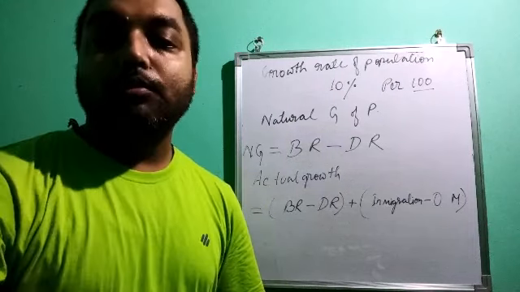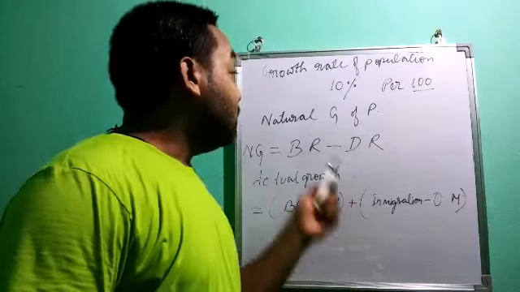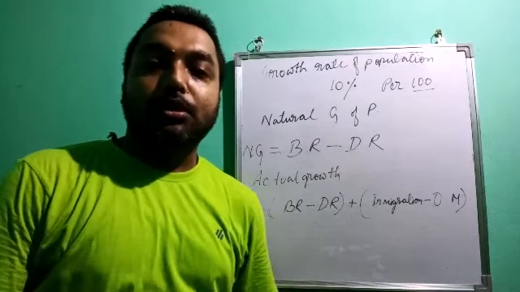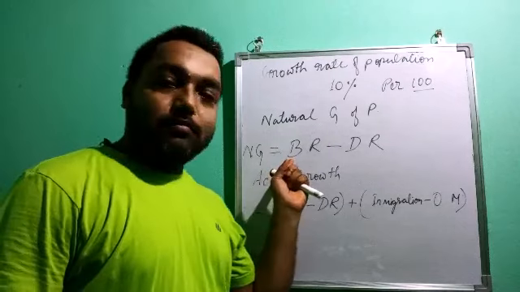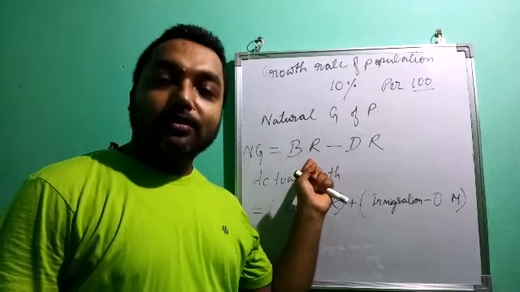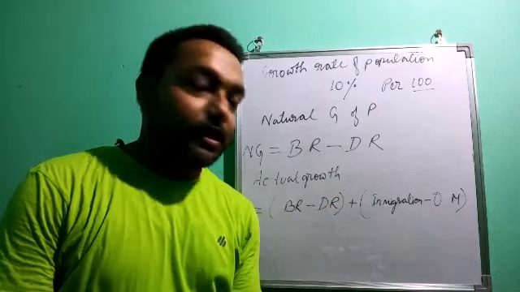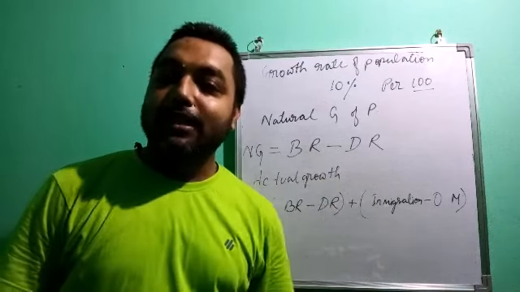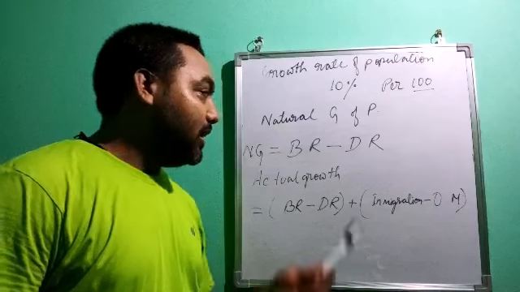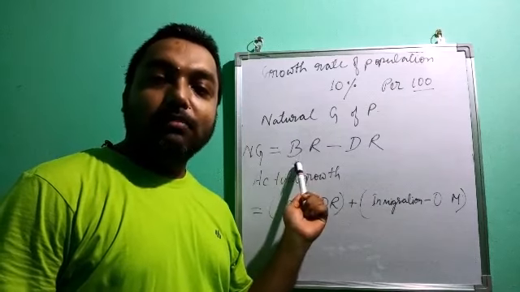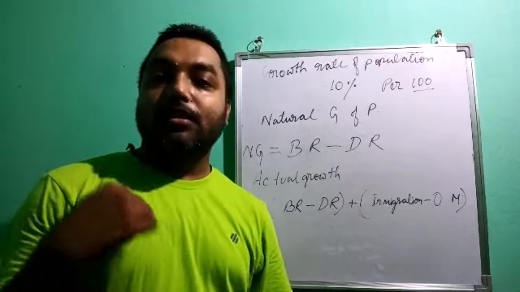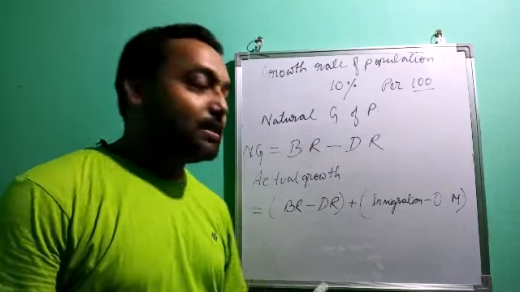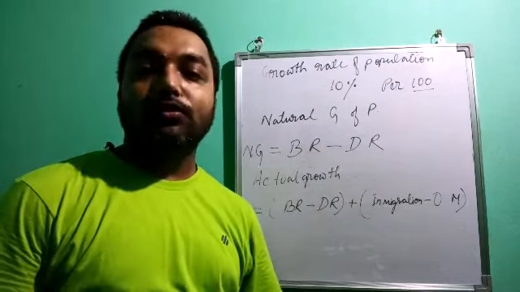Next is natural growth rate of population. In the natural growth rate of population, the total number of births is called the birth rate, and the total number of deaths is called the death rate. So the birth rate, the total number of newborn babies, minus the total number of deaths, then we can get the natural growth rate.